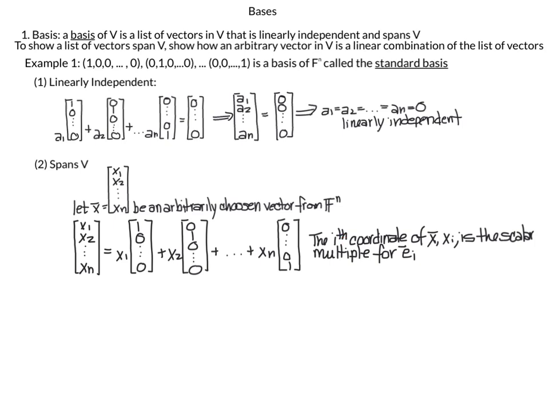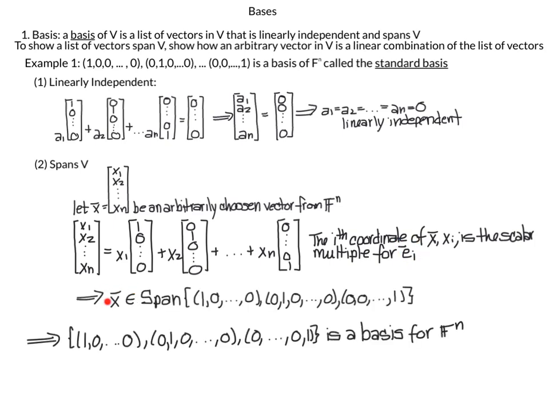So the ith coordinate of my x vector, which is x sub i, is the scalar multiple for e sub i. So therefore x is in the span of the standard basis, and finally then the standard basis, because it's both linearly independent and spans Fn, is a basis for Fn.